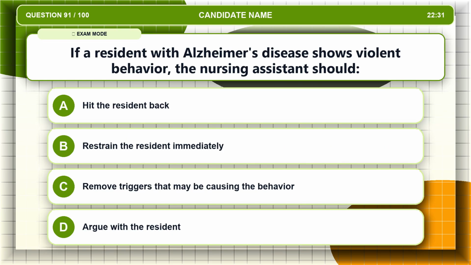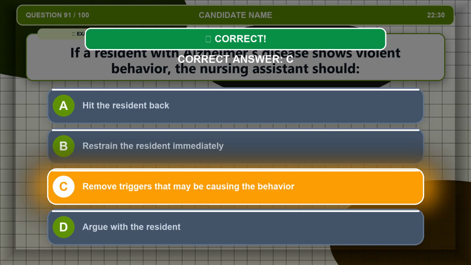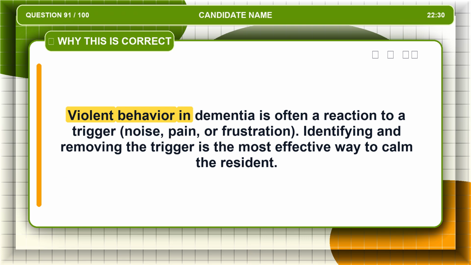Question 91. If a resident with Alzheimer's disease shows violent behavior, the nursing assistant should: Option A, hit the resident back. Option B, restrain the resident immediately. Option C, remove triggers that may be causing the behavior. Option D, argue with the resident. The correct answer is option C, remove triggers that may be causing the behavior. Violent behavior in dementia is often a reaction to a trigger, noise, pain, or frustration. Identifying and removing the trigger is the most effective way to calm the resident.